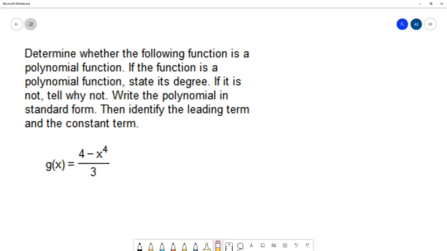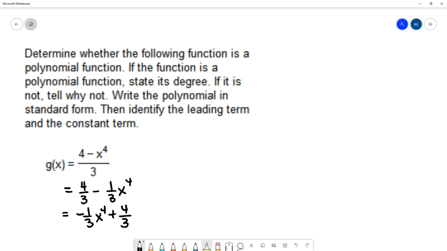So at first glance, you might think that this is not a polynomial because of the fraction bar, but it is a polynomial because the denominator doesn't have a variable in it, and we could rewrite this, getting rid of the fraction. So I would divide 3 into each one of those. We would have 4/3 minus 1/3 x to the 4th. And then I would write this in descending order. That would be negative 1/3 x to the 4th plus 4/3.